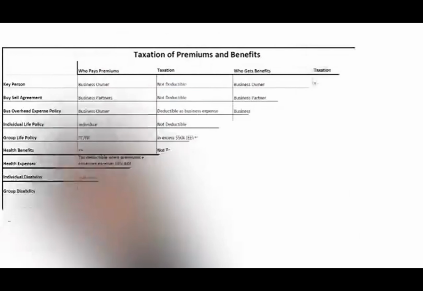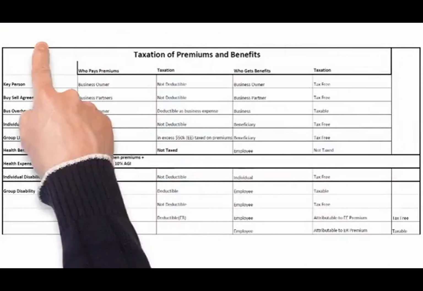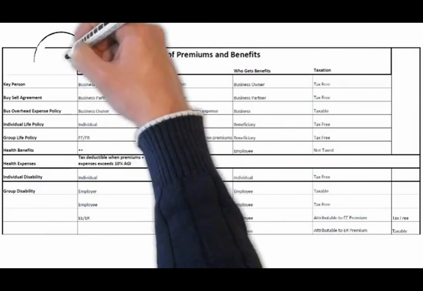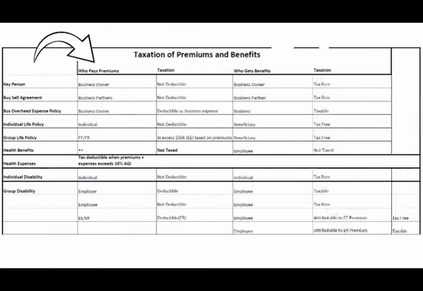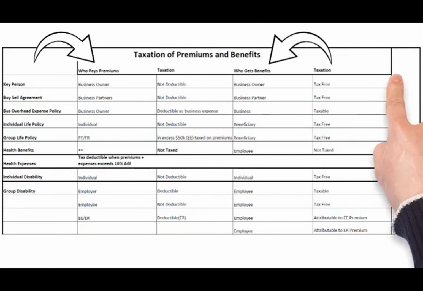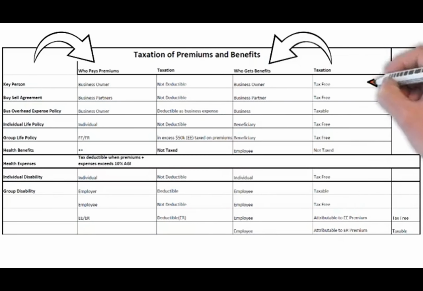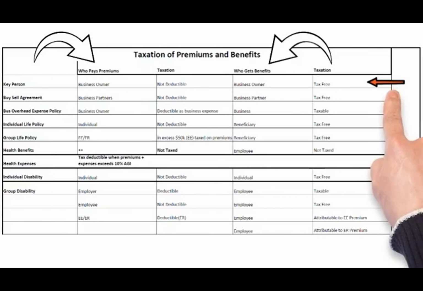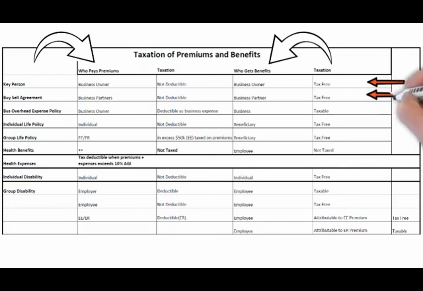So here's a little chart for you. Focus on who is paying the premium to know how a benefit would get taxed. So first, let's talk about a key person policy. The business owner pays the premium, but the business owner would get the benefit. On a buy-sell agreement, it's business partners paying the premium, but a business partner would get the benefit also.